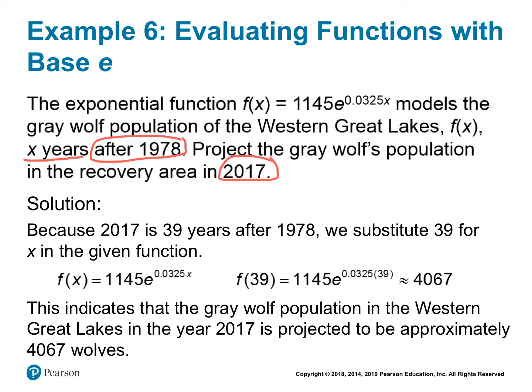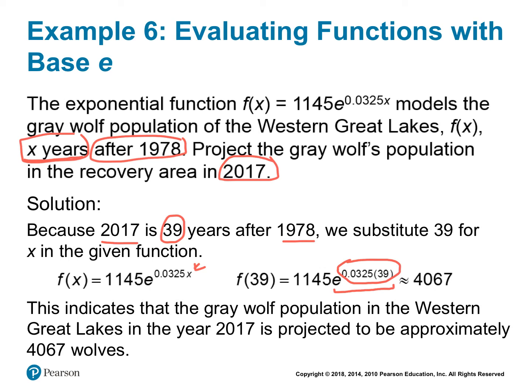Okay, so first we need to figure out how many x years occurred between 2017 and 1978. That would be 39 years if you subtract them. So that is what we use for x, since we said x represented years after 1978. Make sure you do this first, and within the exponent, you have to multiply these two together. They have to stay as one unit. So e to whatever that number is, then multiply by 1,145, and you get about 4,067.